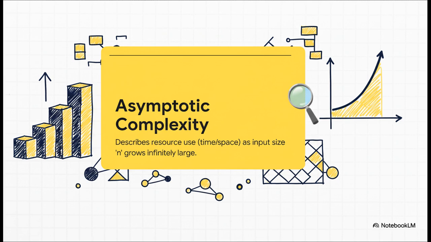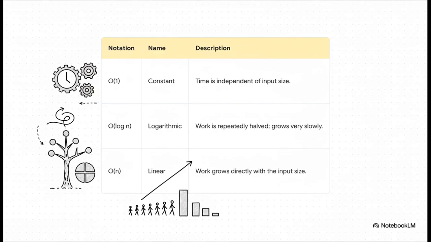We just want to understand how our code's performance changes as we give it more and more data. The fancy term for this is asymptotic complexity, and we usually measure it with something called Big O notation. Think of it as the language we use to talk about efficiency. For your first week, you really only need to get these 3 in your head.